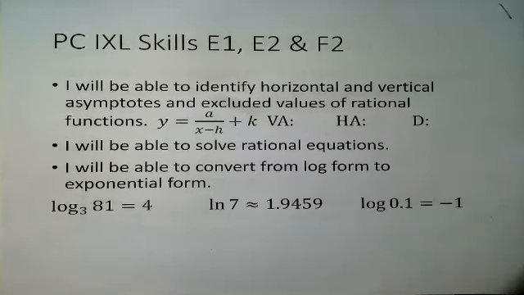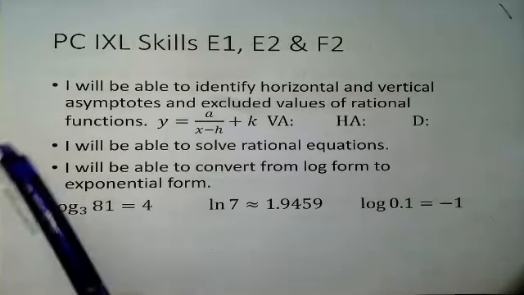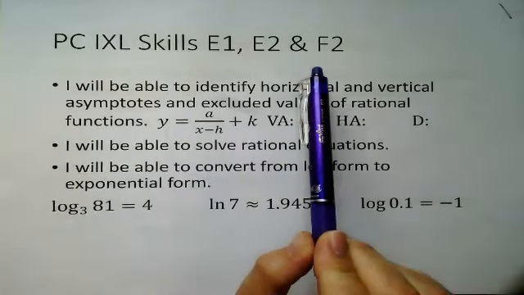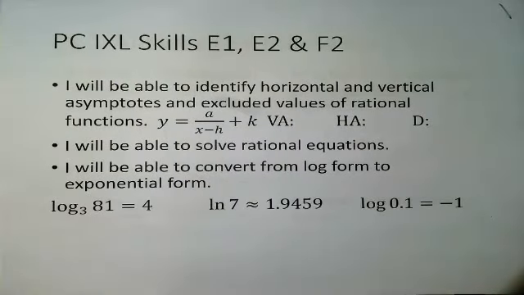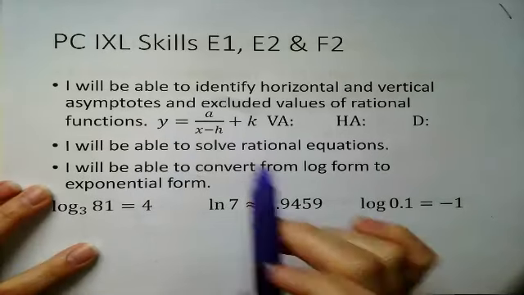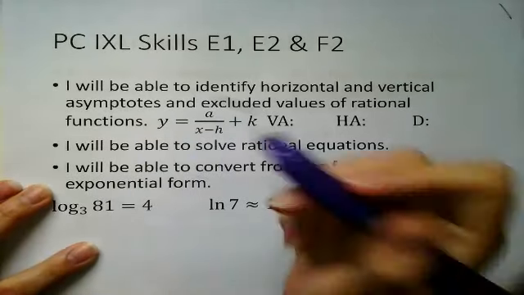Okay, so this time I'm talking about Pre-Cal Skills E1, E2, and F2. Really quick, some of these are quite easy, so that's kind of nice. The first skill we're talking about is rational functions.